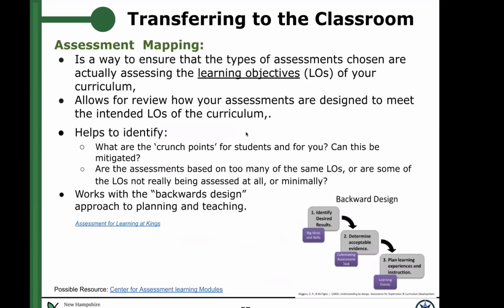And assessment mapping. Different types of assessments are used differently in the classroom, and looking at where our students are at and what they've learned and where we may need to scaffold and support them to bring them up to that learning. So taking a look at our assessments, what type of assessments are we giving? When are we giving them?